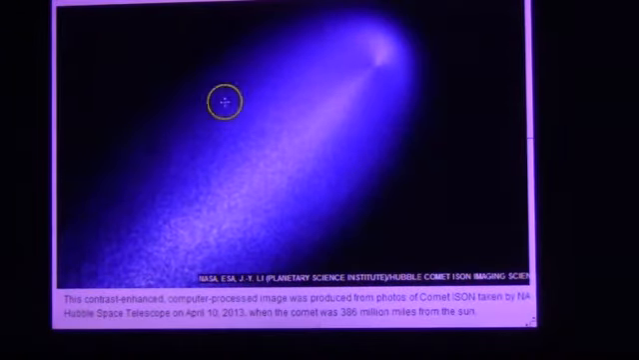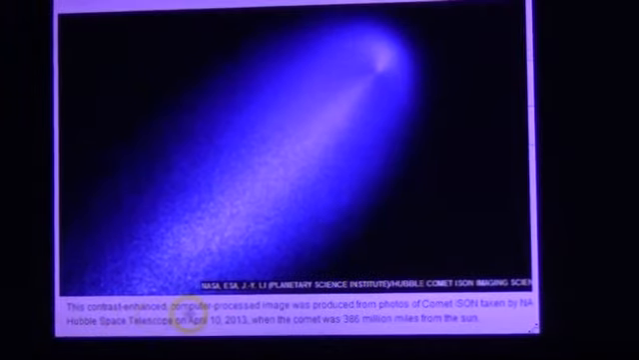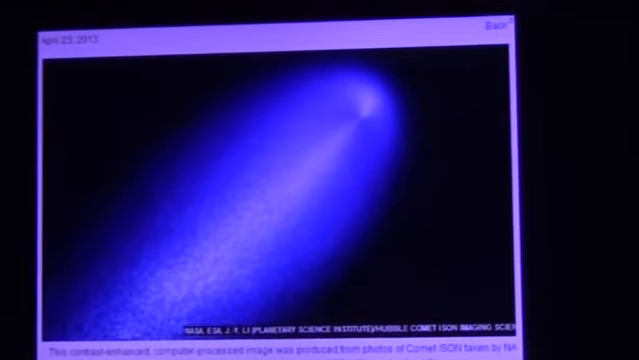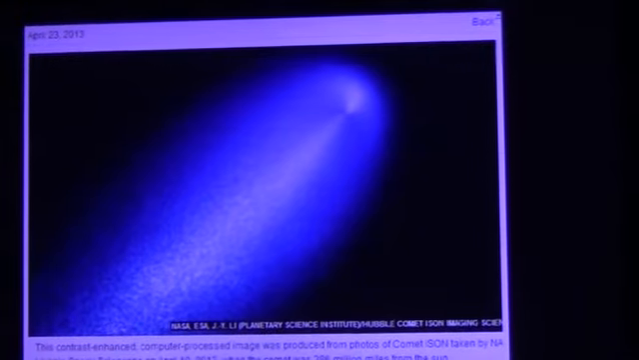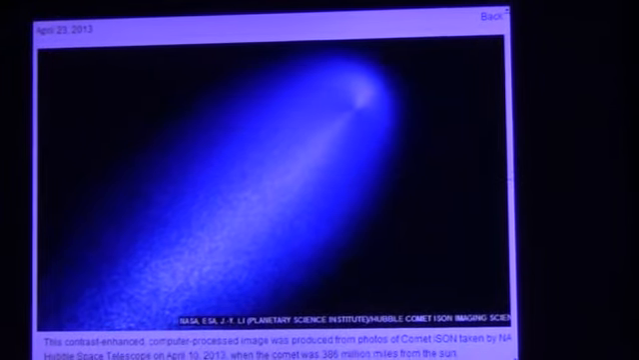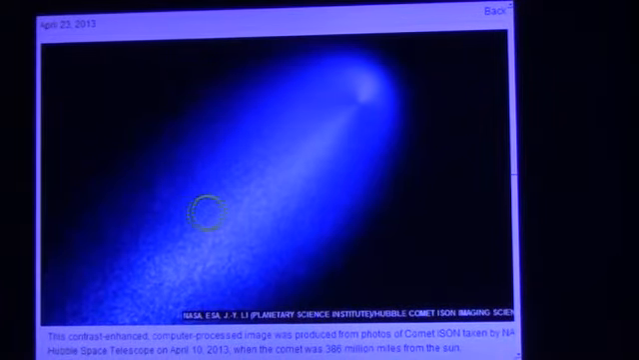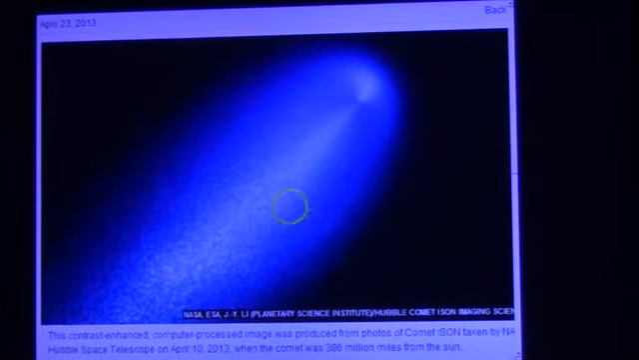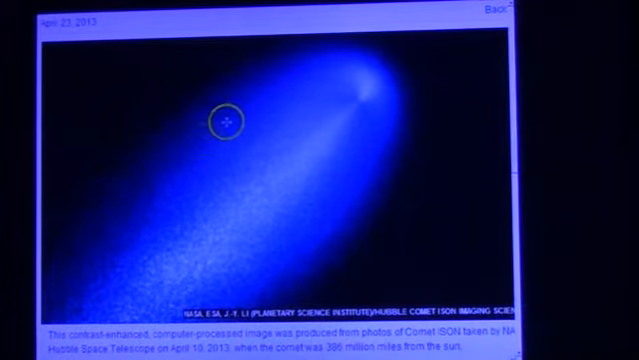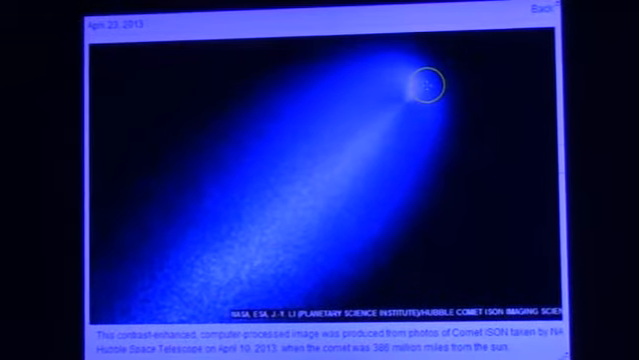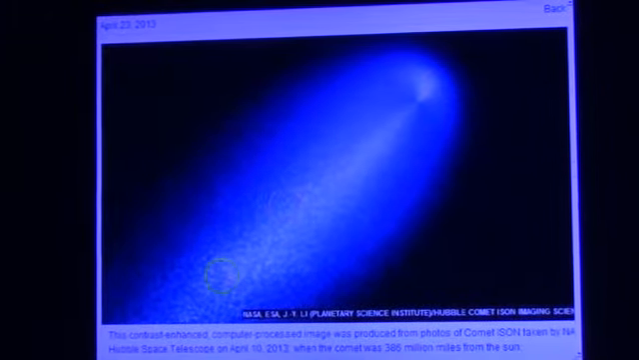Now, those images were in July. Let's go back to April. And everybody remembers this big blue image here. They say that the contrast image, computer processed, was produced from photos of comet Ison taken by NASA Hubble Space Telescope when the comet was 386 million miles from the sun. Notice how smooth it looks. They pixelated it in very well, so you don't see what's under here. Exactly. Bear with me here.